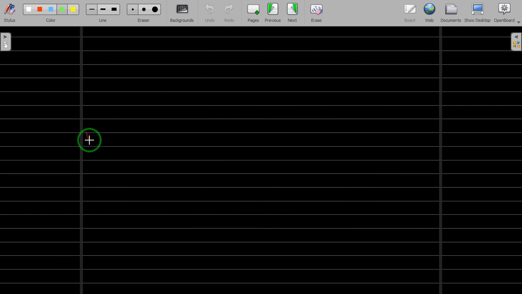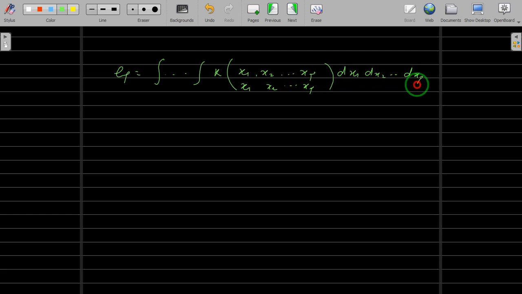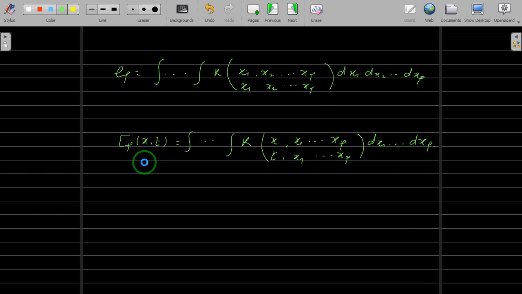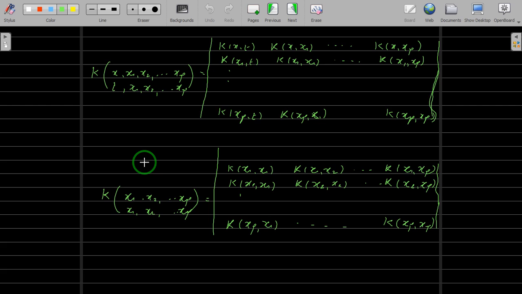And then let me write that c0 we have taken to be 1, and small c_p is the p-fold integral of these determinants K of x1, x2 up to xp over x1, x2 up to xp, and you integrate this with respect to x1, x2 up to xp. And similarly your capital C_p(x, t) are the integrals of the other determinant, with respect to x1 up to xp. So this is the data we have, and by using this data we have to find the resultant kernel by using these determinants.